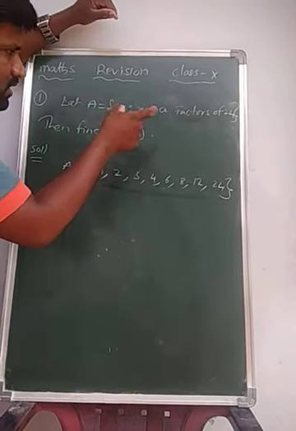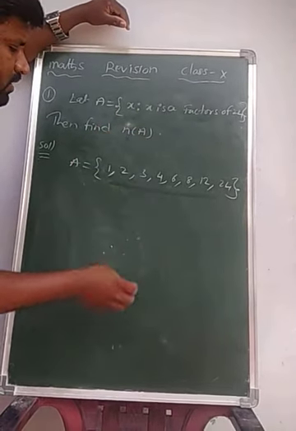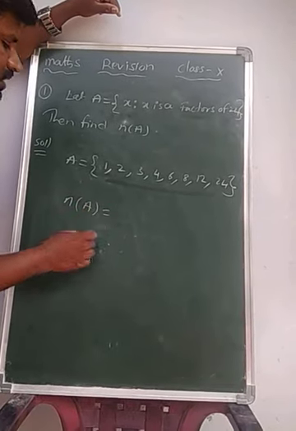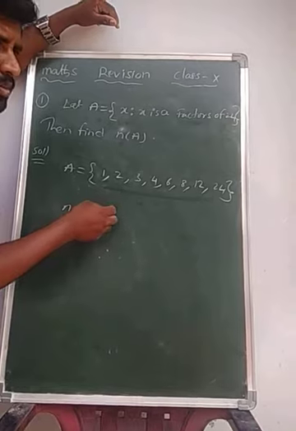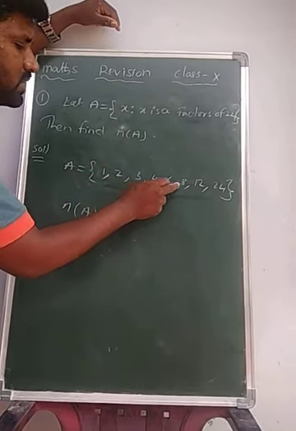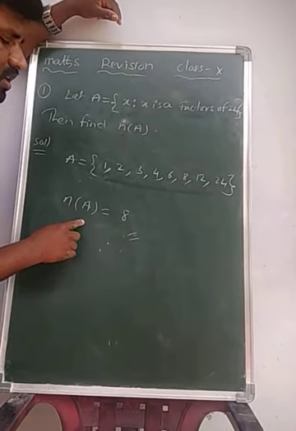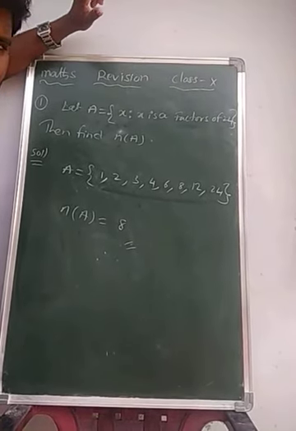I have written the set builder form in roster form. Now the cardinal number of set A. What is the cardinal number of a set? How many elements are there? How many distinct elements are there? 1 2 3 4 5 6 7 8. The cardinal number of set A is what? That is 8. Okay, so we can write like this.